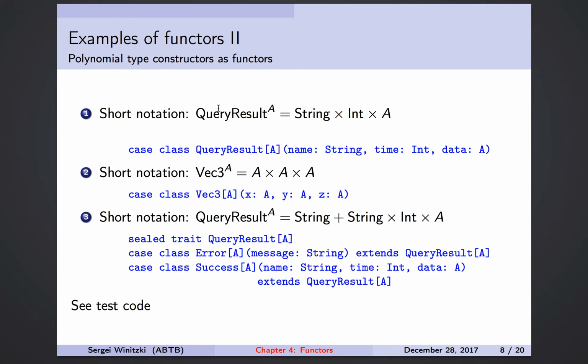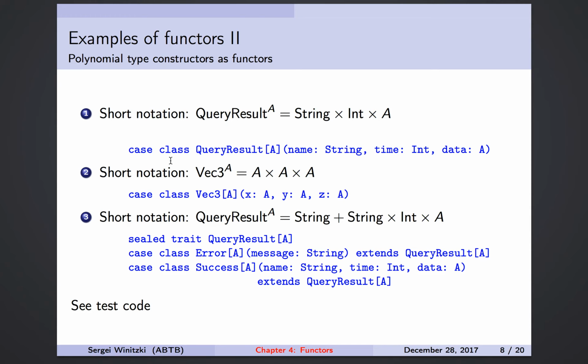So here I have three examples. First example is a type QueryResult, parameterized by a, the type variable a, and it holds a triple of string, integer, and a. So the short notation for this type is this, and the Scala code would be that. I have to put names on each, so I'm just writing down whatever comes to mind, what would be appropriate for a query result.